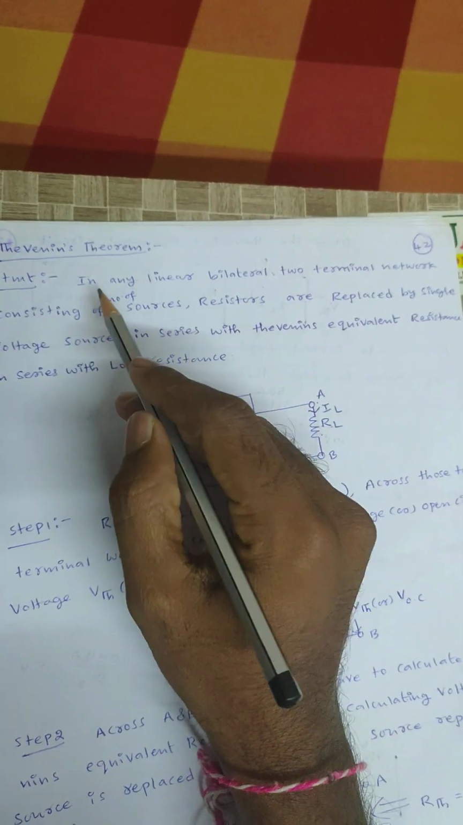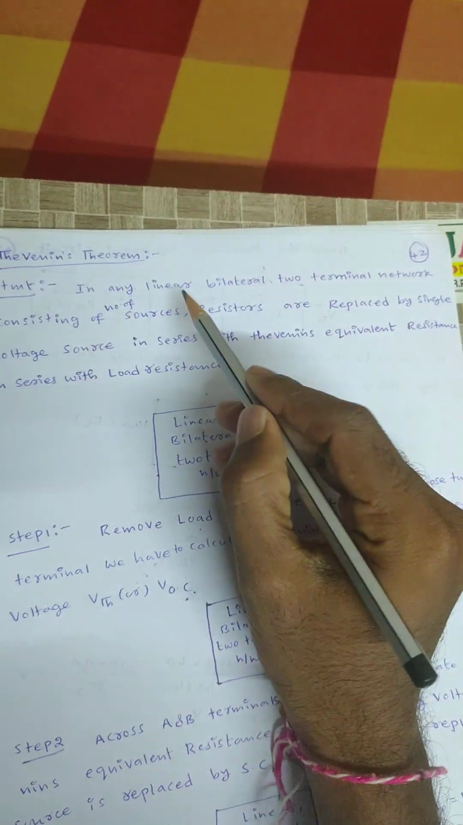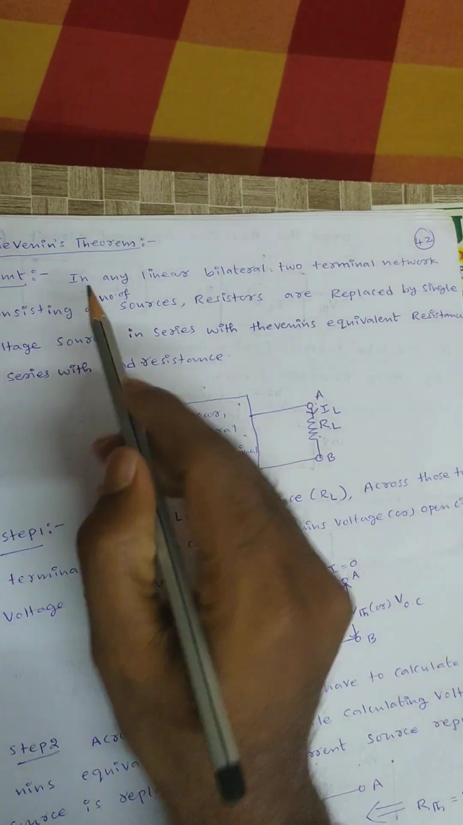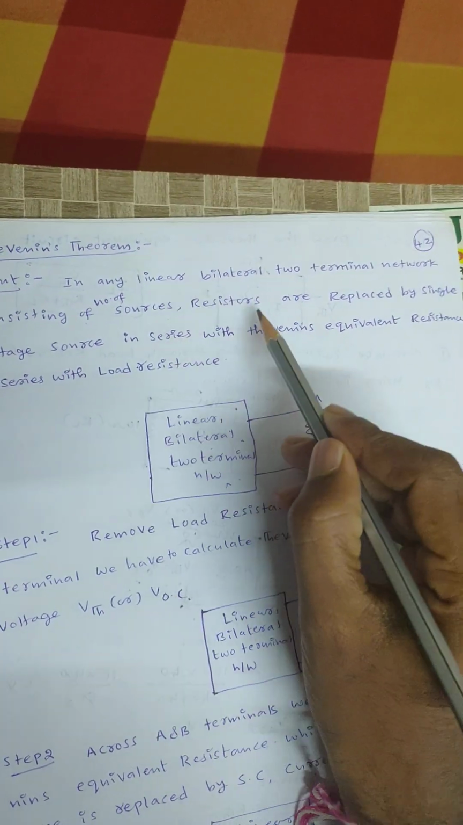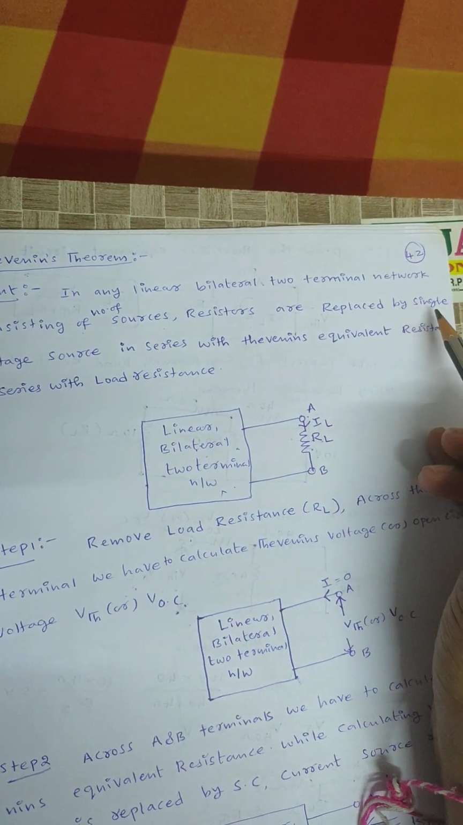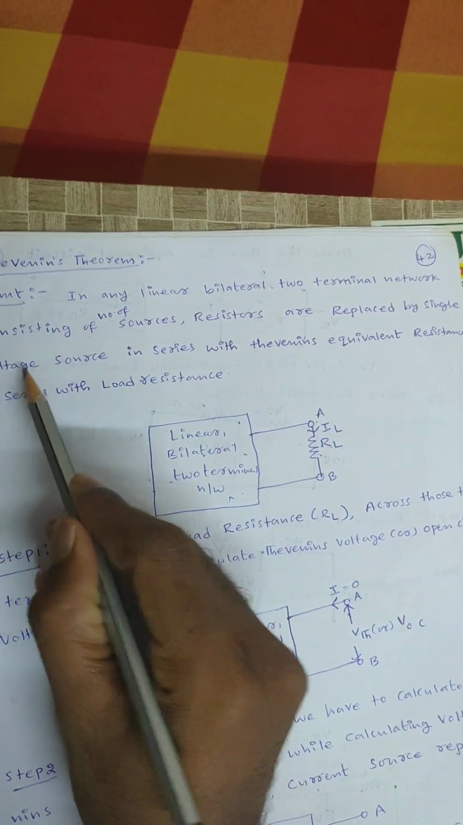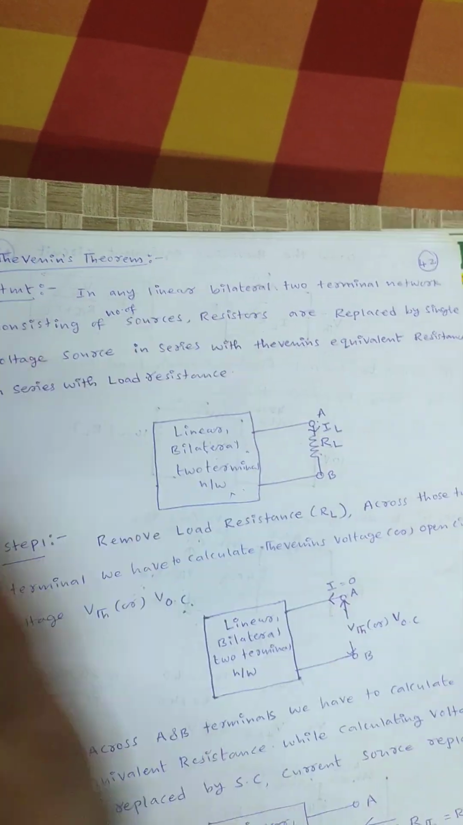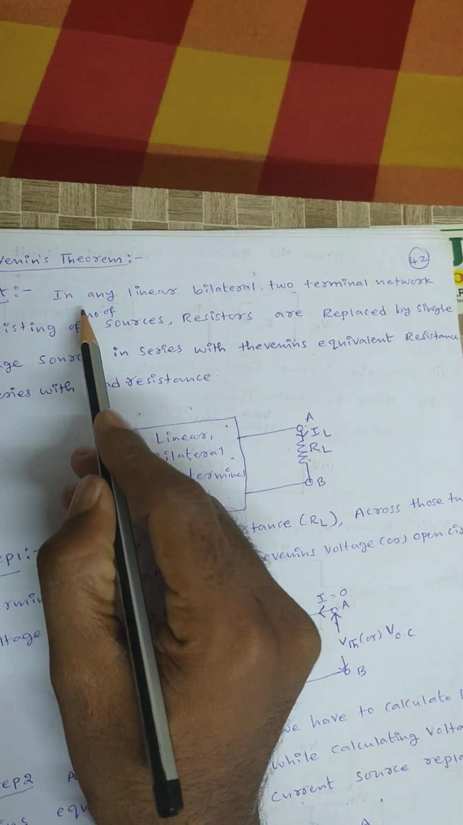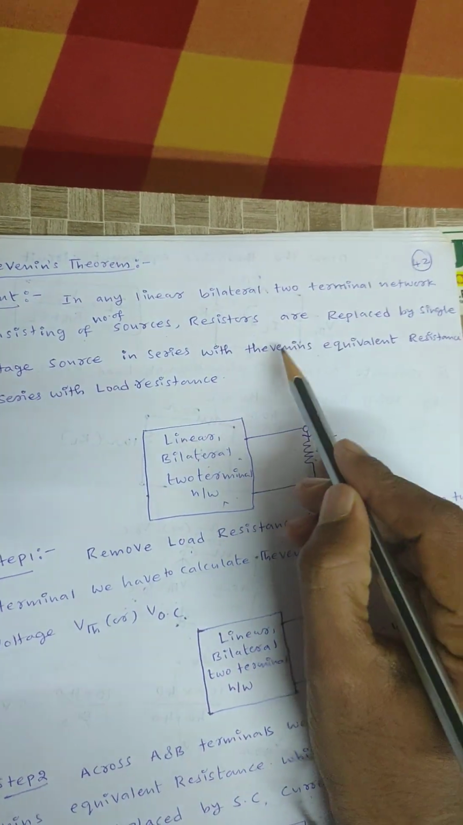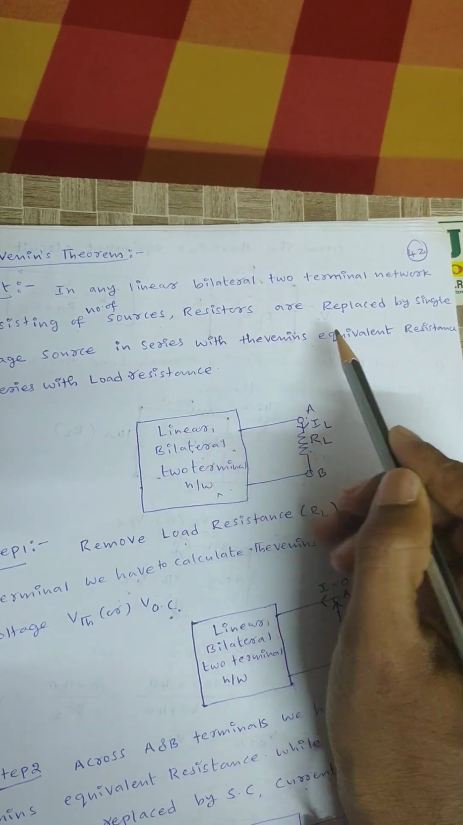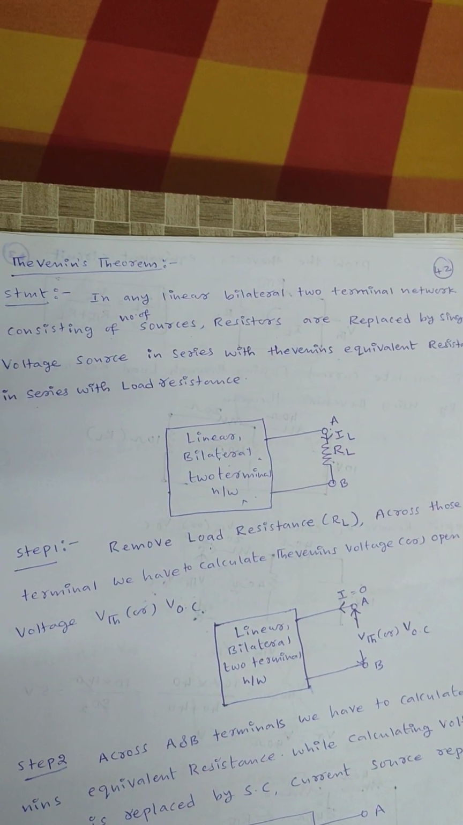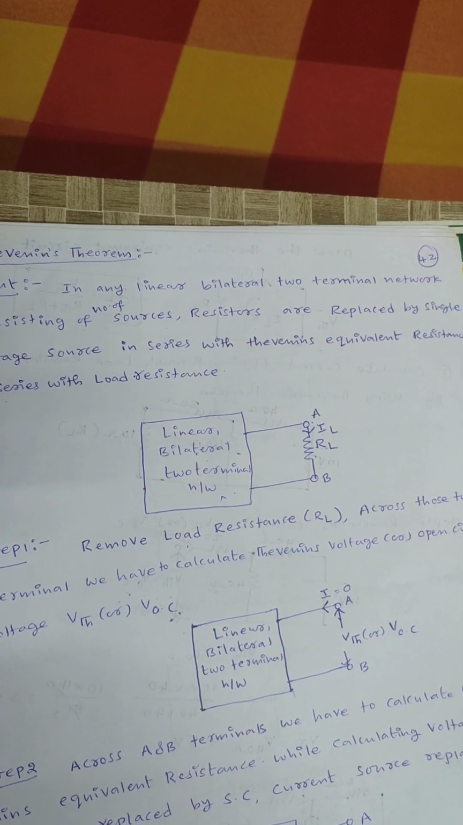The statement of Thevenin's theorem is: any linear bilateral two terminal network consisting of a number of sources and a number of resistors is replaced by a single voltage source in series with Thevenin's equivalent resistance in series with the load resistance. That means in Thevenin's theorem, a complex circuit is reduced to a single voltage source in series with Thevenin's equivalent resistance in series with the load. The complexity of the circuit is reduced here.